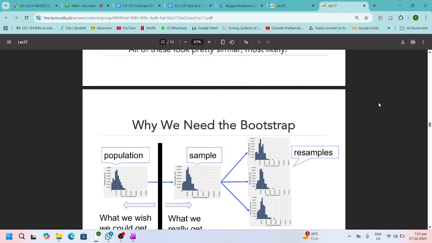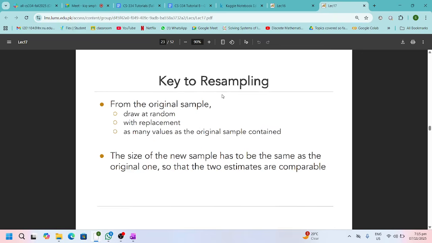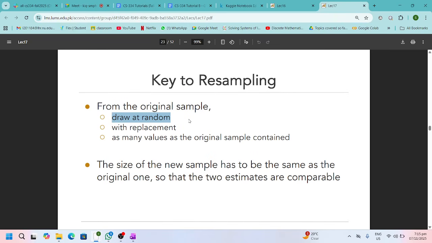There are a few things that you have to be very careful about. These three things: you draw at random, you randomly sample from your sample. The second important thing is that you sample with replacement. The third important thing is that you have to sample as many values as the original sample contained. So if my original sample had 1000 values and I have to generate 200 bootstrap samples, then within every sub sample also there must be exactly 1000 values, no more and no less.